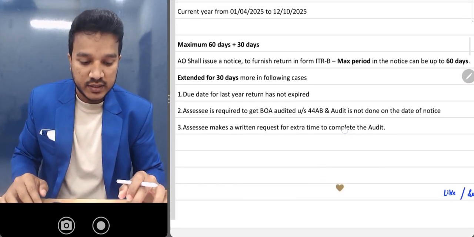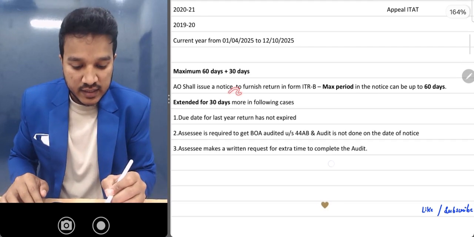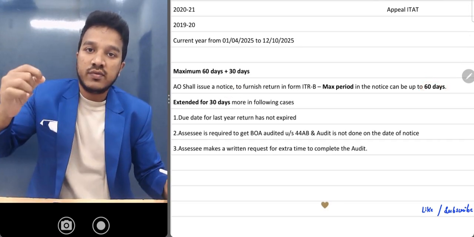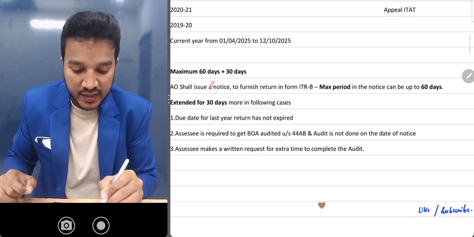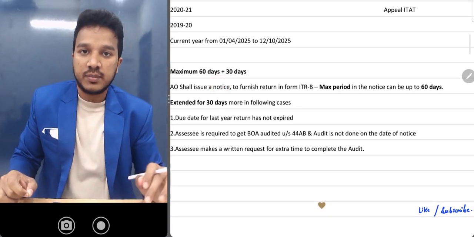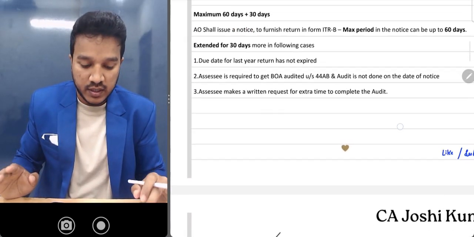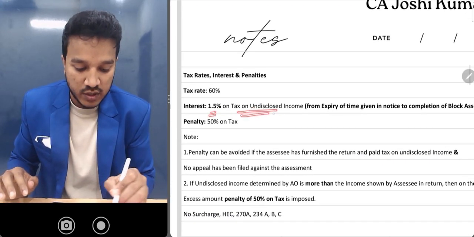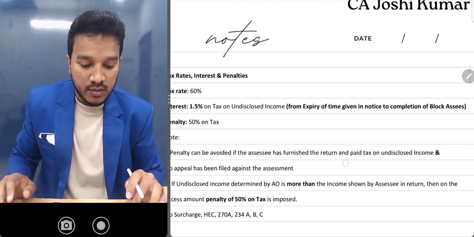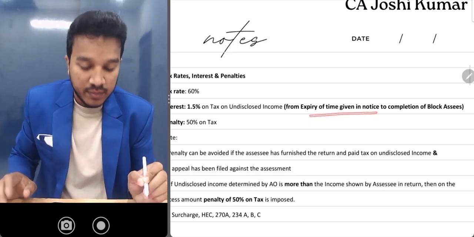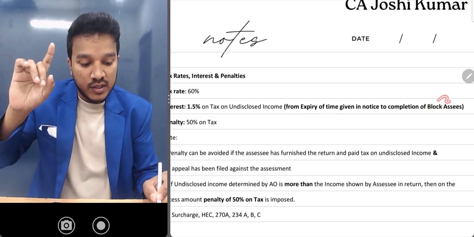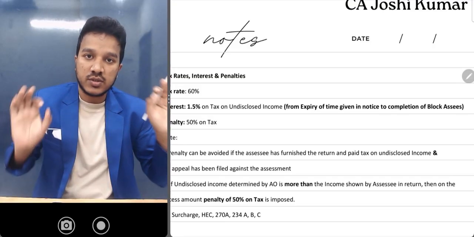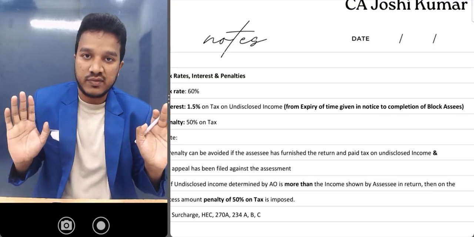1.5%. See, AO has issued a notice asking you to file the return within a period of 60 days, maximum 60 days. If you don't file the return within the time limit specified in the notice, then 1.5% interest will be levied on you. Okay, वो interest देखो, very important here is, ठीक है, 1.5% interest on tax on undisclosed income, till here it is fine, but from the expiry of the time limit given in the notice till the completion of the block assessment, till the date of filing of the return, till the date of completion of the block assessment, you have to pay interest 1.5%.